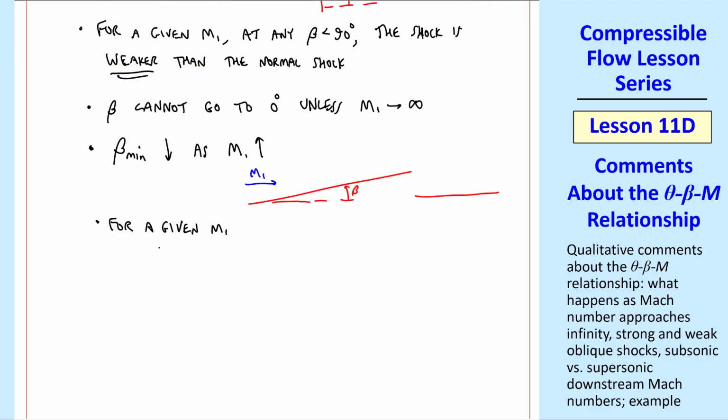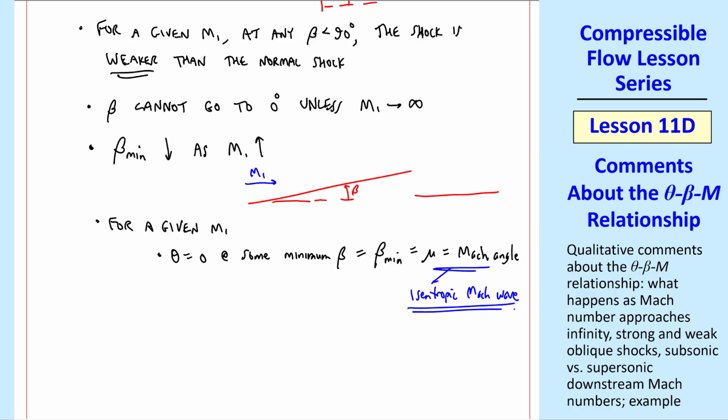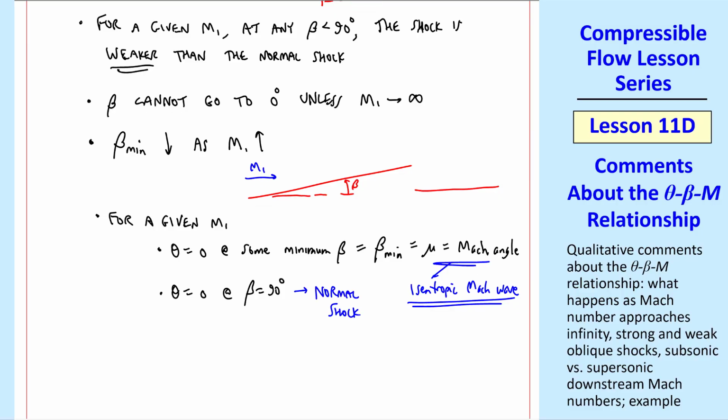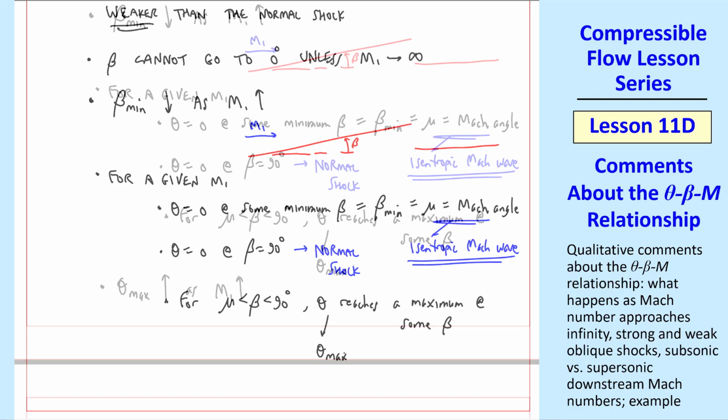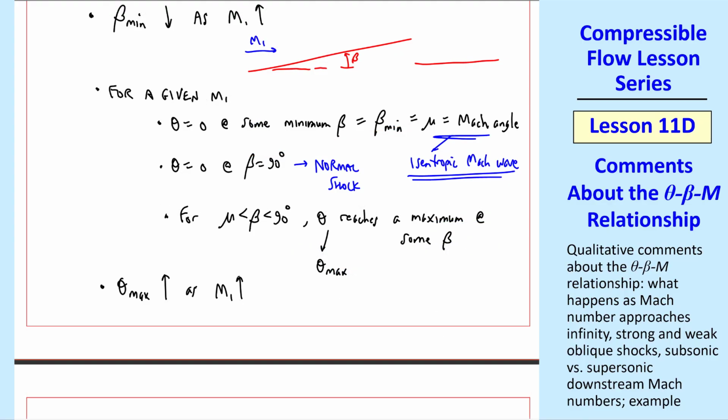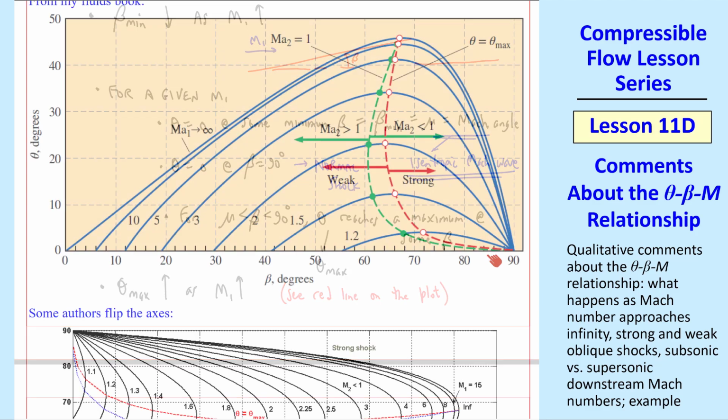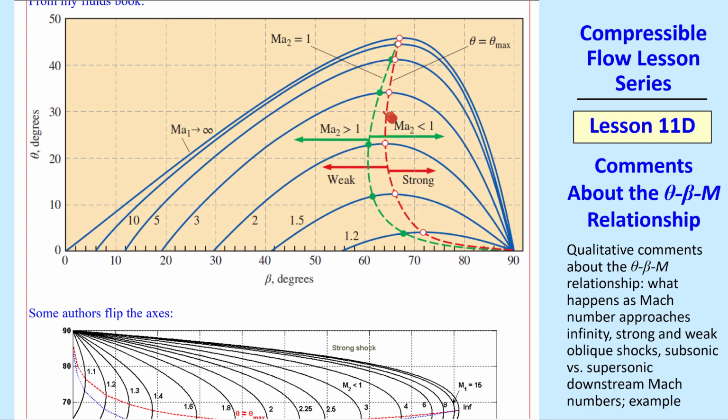For a given M1, theta equals 0 at some minimum beta, which as we already said, is equivalent to the Mach angle. This is the case of an isentropic Mach wave. The opposite extreme is that theta equals 0 at beta equal 90 degrees, which is the normal shock case. For beta between mu, its minimum, and 90 degrees, theta reaches a maximum at some beta. We'll call this theta max. And furthermore, theta max increases as M1 increases. We see this in the red line on the plot, where I connected points of maximum theta.